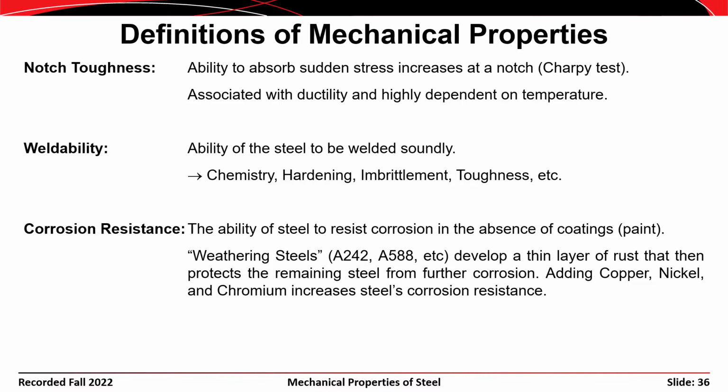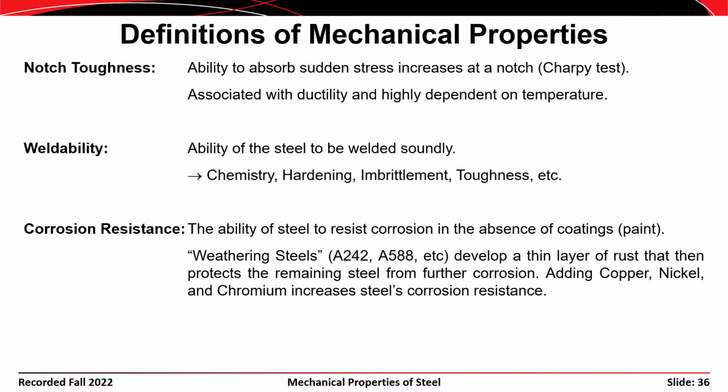Weldability is another characteristic of the steel, and that's the ability of the steel to be welded without having imperfections in it. And in order to improve the weldability of steel, we adjust the chemistry, we adjust the hardness, toughness, etc. And then finally, corrosion resistance is another consideration.